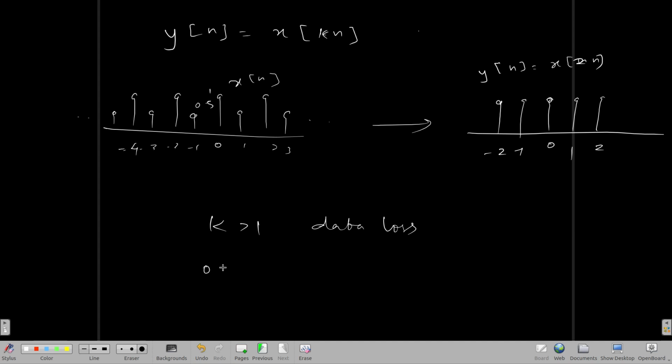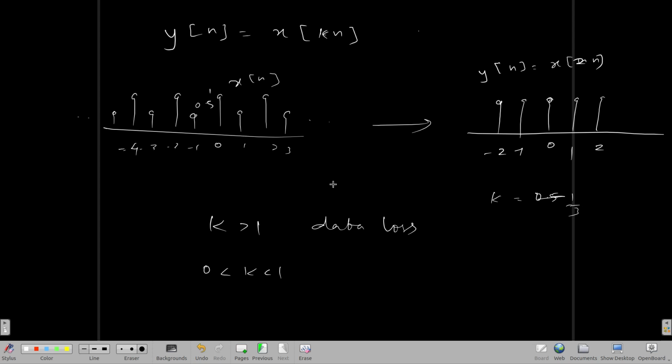Then what about the case for 0 less than k less than 1? Is there a data loss? There won't be, because whatever time values 1 2 3 -1, whatever it will be, it can be made as some value of k into some value of, suppose 2. If k is equal to 0.5, y of 2 will be having x of 1. Or if it is 1/3, then y of 3 will be having x of 1.